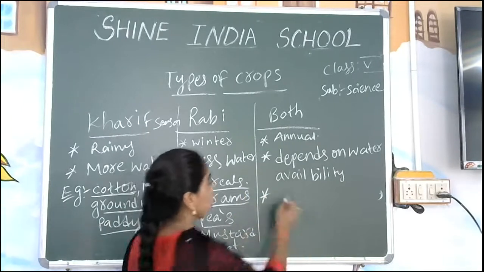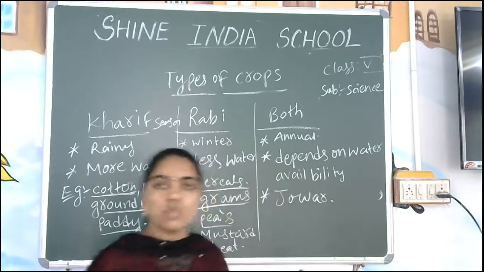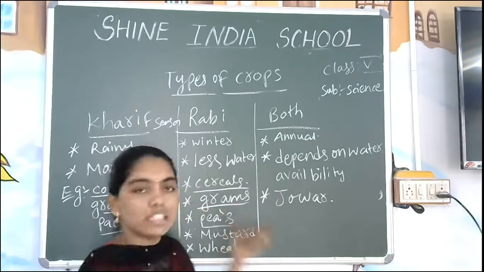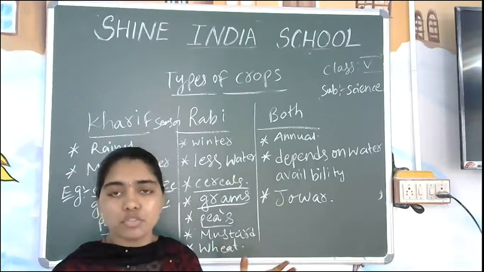Next, what is the main crop here? Zaid. Some plants like zaid can be cultivated in both seasons. Okay. By this we have completed the types of crops.